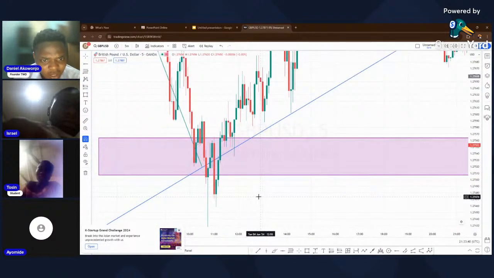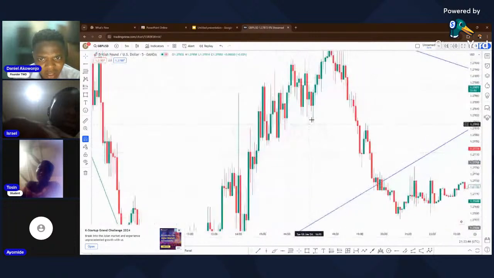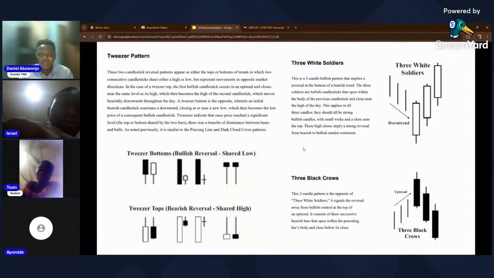So now you can see three white soldiers, 1, 2, 3. Immediately you go in for a buy, and you make money. Does that make sense? Three black crows and three white soldiers. Where are the three white soldiers seen? They are seen in a support zone, and also in a downtrend. The three black crows, which are the opposite, will be seen at the resistance level and in an uptrend.